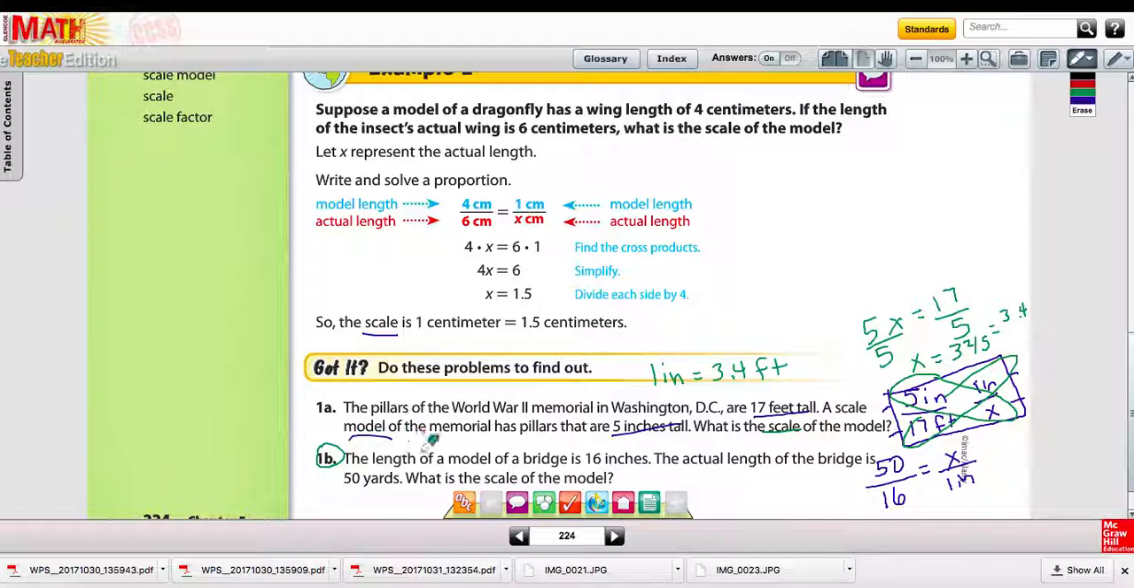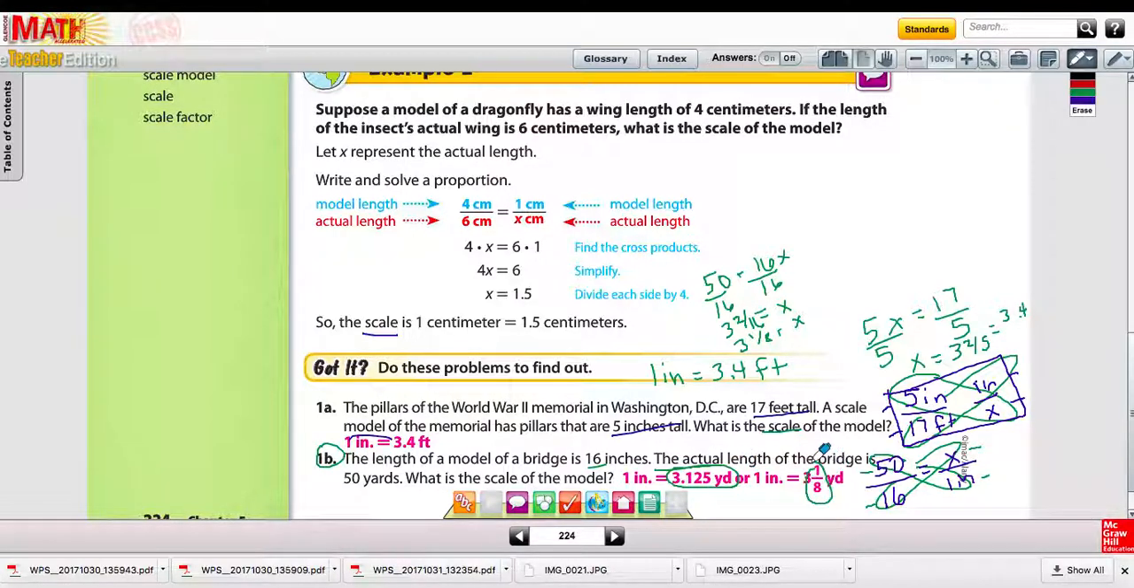Notice in 1b, I set it up just a little bit different. I put the actual length as the numerator, 50, over the model, which is 16. And then x, we're trying to find the scale, x over 1 inch. So in this case, if I cross multiply, 50 times 1 is 50, and then 16 times x is 16x. Divide by 16, divide by 16. Again, you can use a calculator, but I can do this mentally. 50 divided by 16 is 3, with 2 left over. So that's 3 and 2/16, or 3 and 1/8, which I believe, if I turn my answers on, they have as 3.125, or 3 and 1/8. And then, of course, 1b is 1 inch equals 3.4 feet.